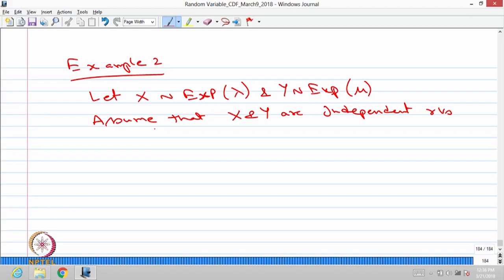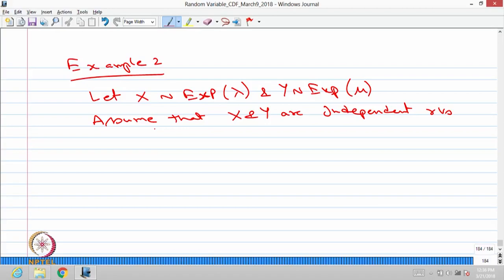We have two exponential distributed random variables with the parameters lambda and mu respectively. Our interest is to find the distribution of the minimum of x comma y. Since it is only two random variables, you will have a minimum of two random variables as well as a maximum of two random variables, both together, that is a set of order statistics. In that, I am interested to find out the distribution of the minimum of two random variables.